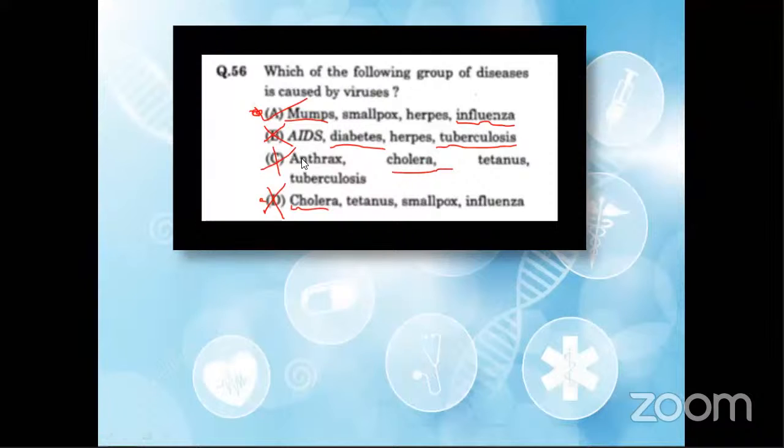What about anthrax? Is it bacterial or viral? Bacterial. Yes, it is bacterial. Cholera, we know Vibrio cholerae. We take the tetanus injection, but we should know what causes it. Is it bacterial or viral? Tetanus. Anyone? Bacterial. Yes, it is bacterial.